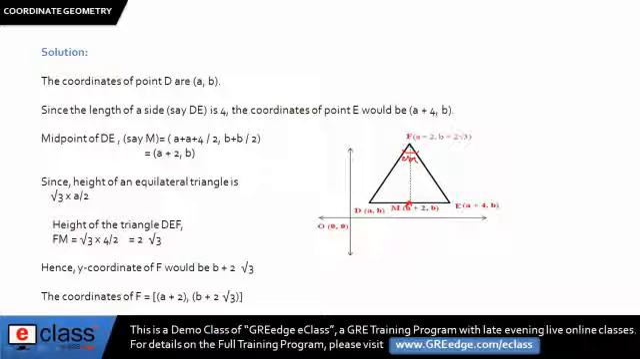Sure, Rinky, I will do that. So I got the midpoint now. So I need to calculate the distance between the midpoint to the F.